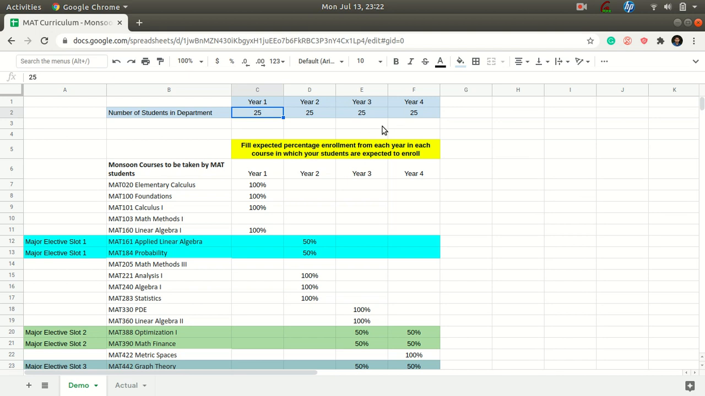So first thing, you will need to tell the system how many students you have in each year of your department. So that's in the first and second row. So this one is saying that maths major has 25 students in first year, 25 students in second year, 25 students in third year and fourth year. Okay. So that's one piece of information we will need to feed into the system. And the main information is this.